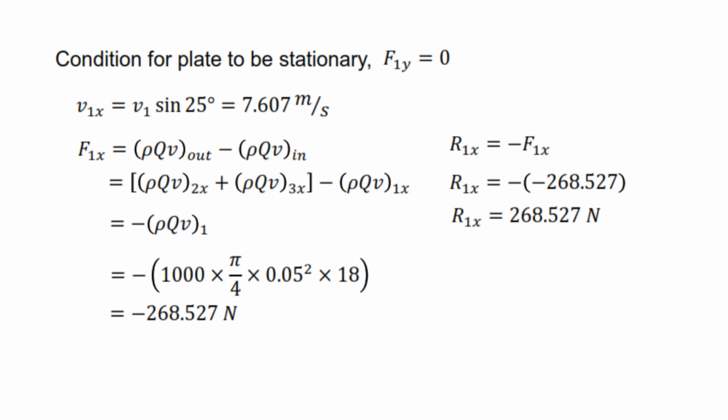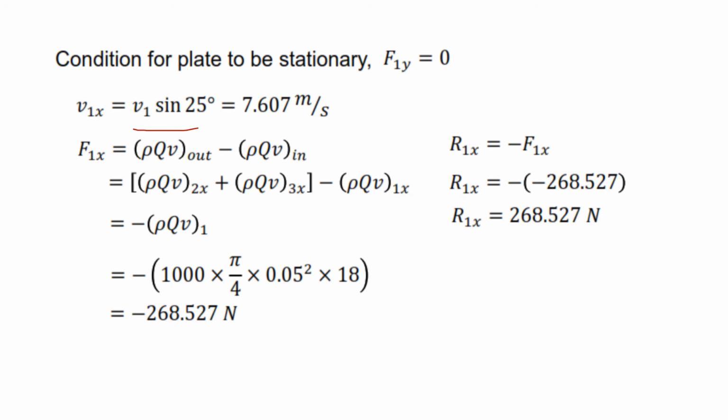So F1y is 0, so maksudnya dia tak bergerak. Biasanya Viper dia akan bergerak. So we consider it as stationary. So bila stationary, force dia akan jadi 0. So we have V1x. Y it is sine because we resolve to x direction.